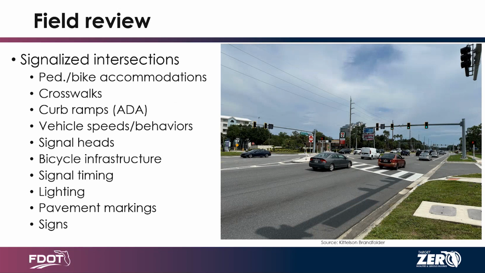And then for signalized intersections, you'll want to look at bike and ped accommodations: crosswalks, curb ramps, signal heads. Are there back plates? Do the signal heads seem to be lined up with the lanes properly? Anything with bicycle infrastructure, and then the timing. Does the timing seem correct? Lighting, pavement markings, and sign conditions would be the big ones. Is there anything else that anyone can think of?